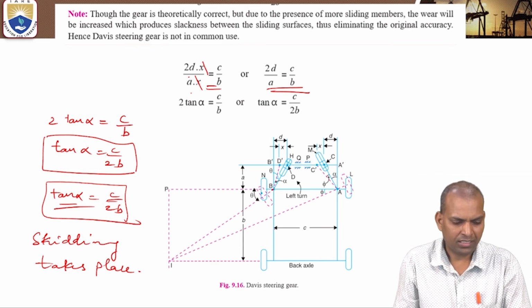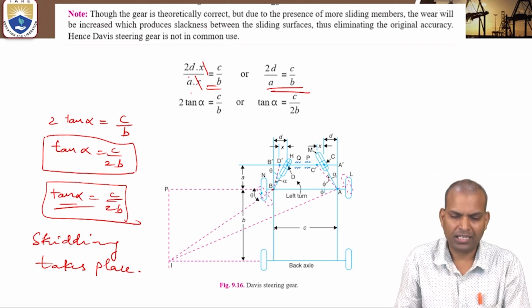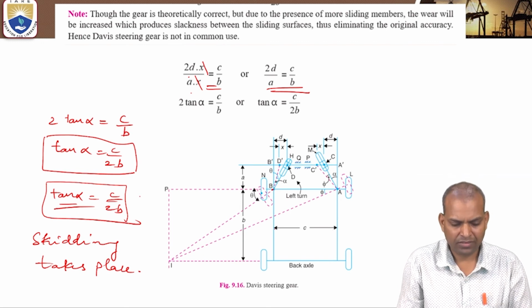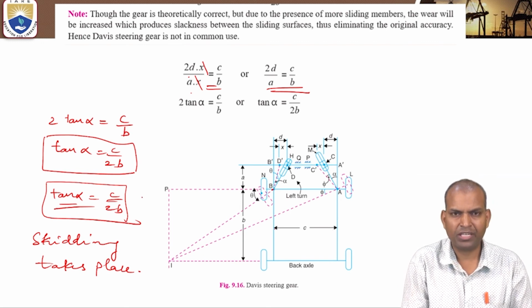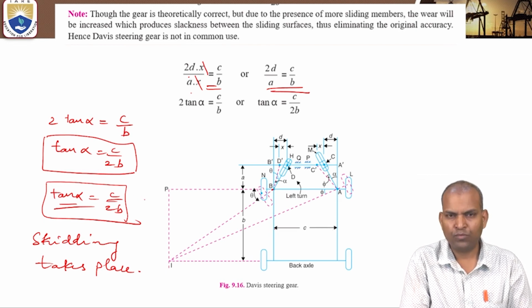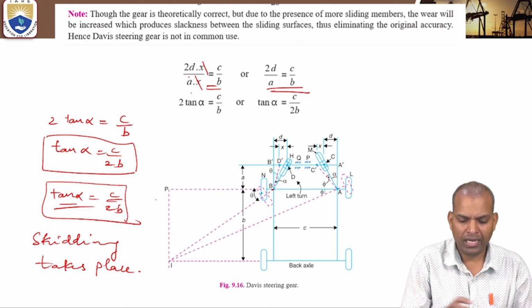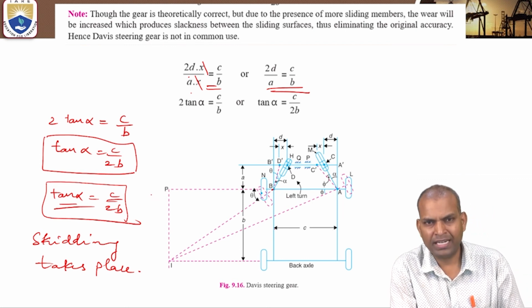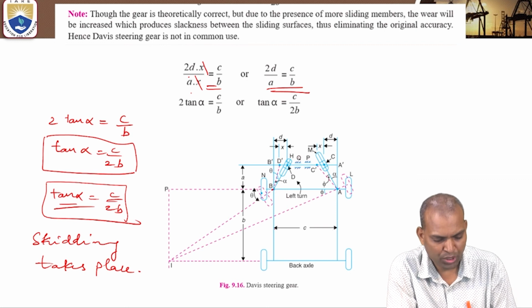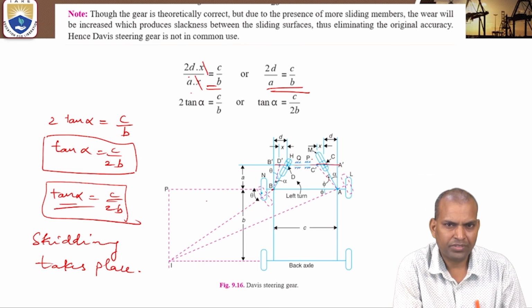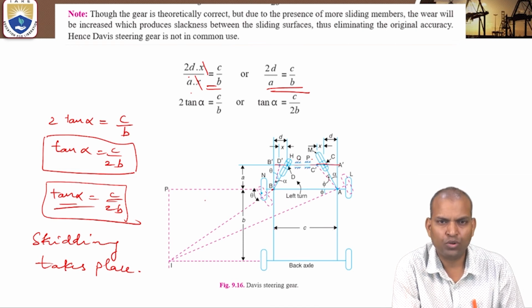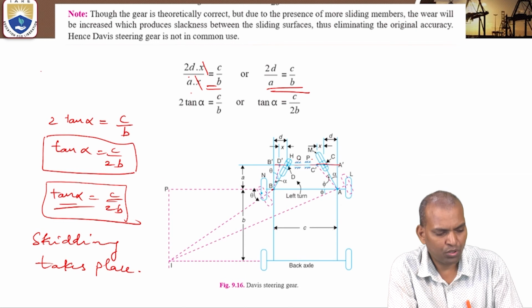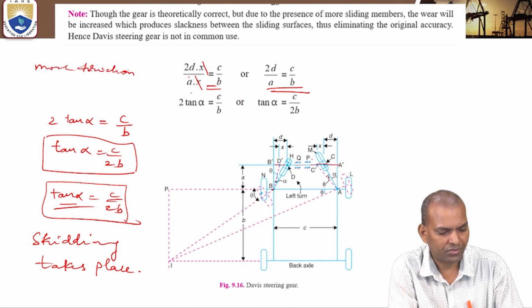One more thing is that, though the gear is theoretically correct, the Davis steering gear mechanism is outdated nowadays. Why? Because there are more sliding members, and the contact between the pivot and the front axle is a surface contact. Because of that surface and sliding contact, more friction takes place, and when there is more friction, there will be more wear and tear.